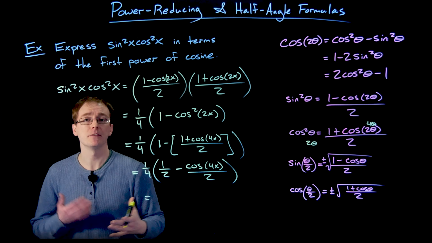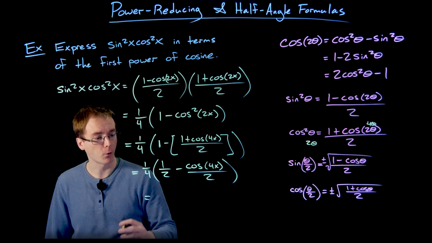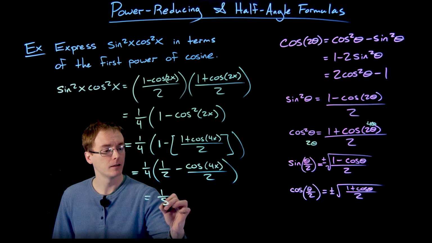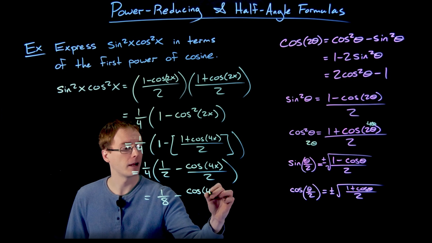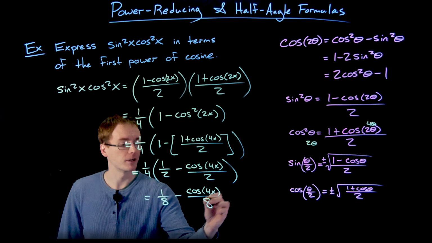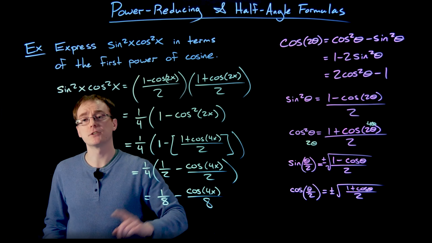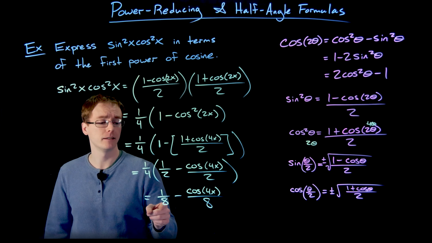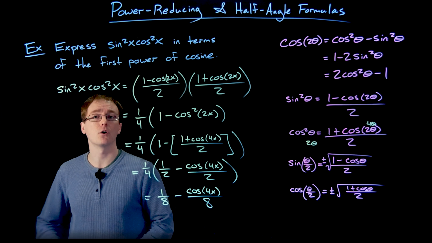Now, one last step, and this one might not be necessary, but just for fun, we can redistribute that factor of 1/4 that we pulled out in the beginning. That gives us 1/8 minus cosine of 4x over 8. So sine squared of x times cosine squared of x, written in terms of the first power of cosine, is equal to 1/8 minus cosine of 4x over 8.